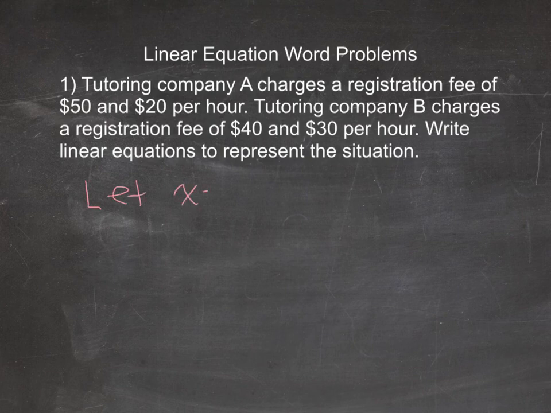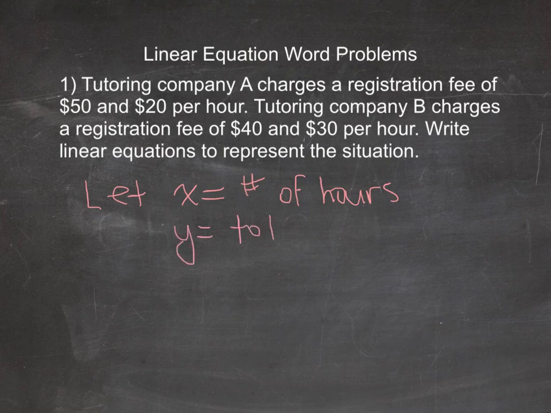So let x equal number of hours, because that's what's variable. That's what can change, whereas the registration fee is just a fixed cost, so that will be a constant. But the $20 per hour, so my cost will depend on how many hours I go for tutoring. So let x equal the number of hours, and let y equal total cost.